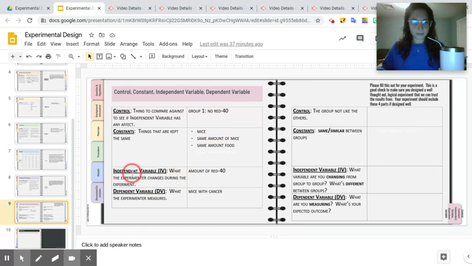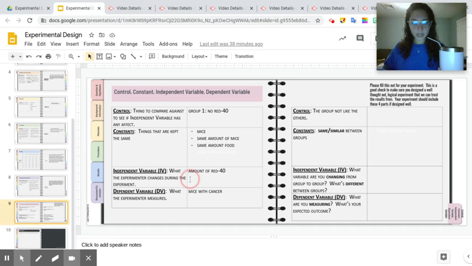My independent variable, this is the thing that I'm testing during my experiment, or the thing that I'm changing between groups. So when you are reading, you are looking for the word changing or the word different between groups. And my independent variable here was the amount of red 40. That was what was changing between the groups. So group 2 got 25% red 40, group 3 got 50% red 40, and group 4 got 100% red 40.